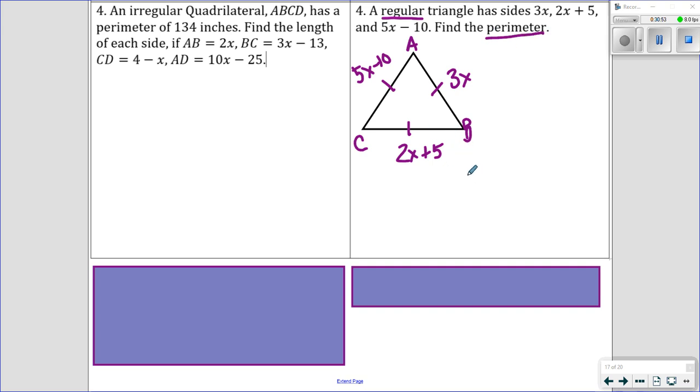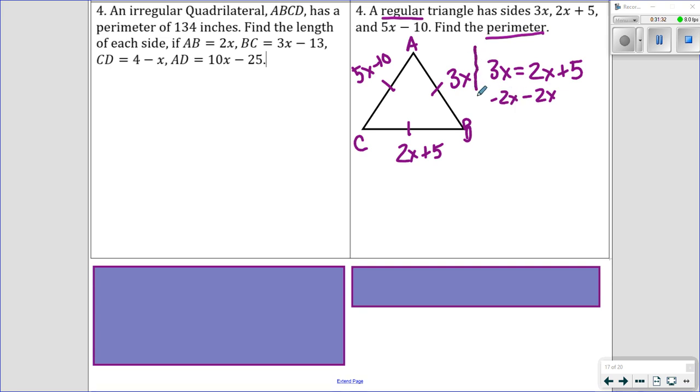Alright, so you're like, how am I going to set this up? They didn't give us a perimeter. That would be easy if they gave you the perimeter. But remember, I underlined this keyword, regular. Regular means that all the sides are congruent. So you could choose any two sides and set them equal to each other. So I'm going to choose 3x equals 2x plus 5, and I'm going to solve.